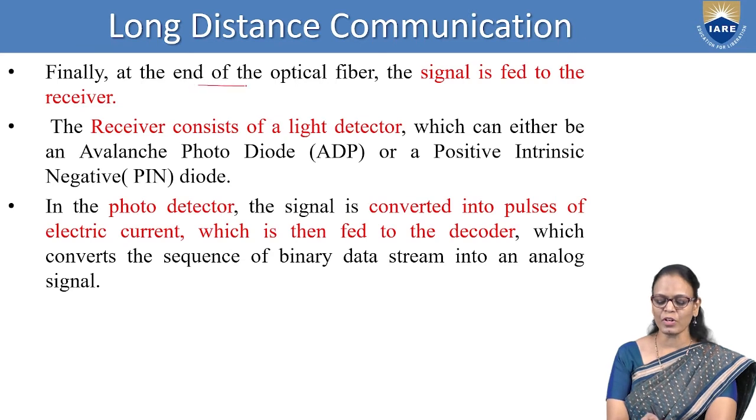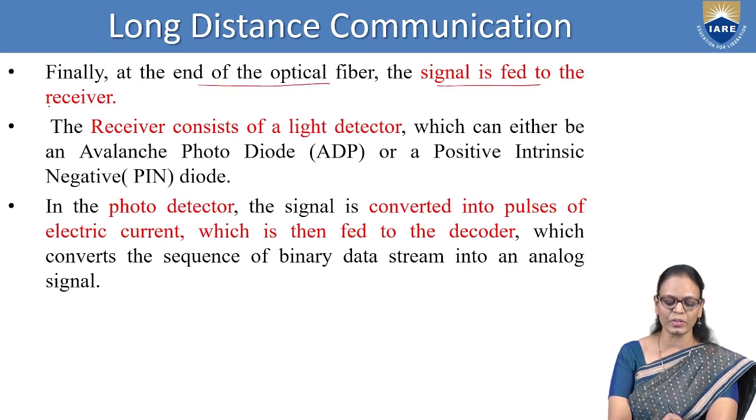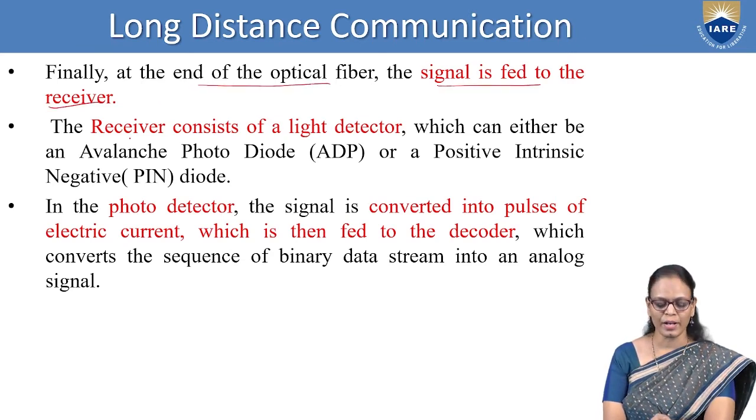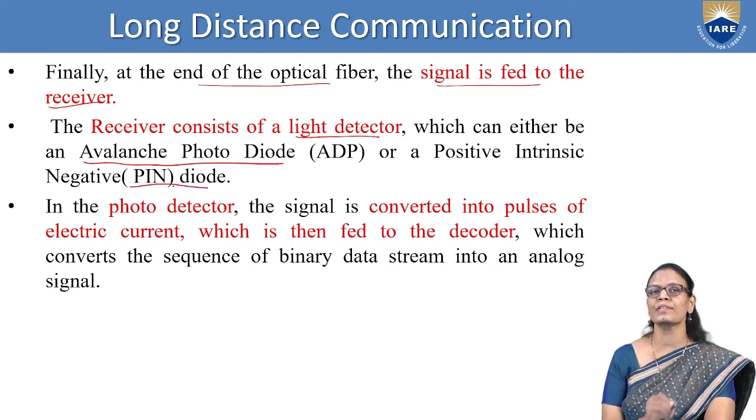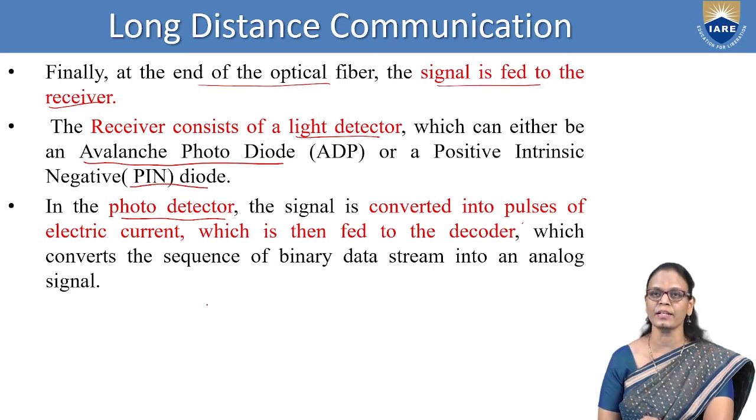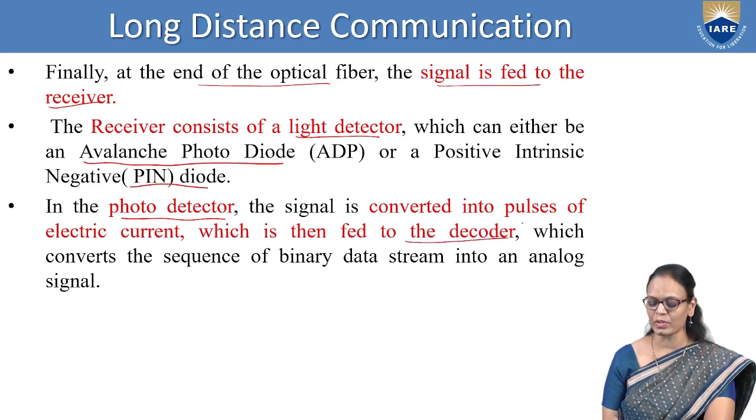Now at the end of the optical fiber, the signal is fed into the receiver. And what does the receiver consist of? It consists of a light detector, which can either be an APD, that is an avalanche photodiode, or a PIN diode, positive intrinsic negative diode, PIN diode we call it. And in a photodetector, the signal is converted into pulses of electrical current, which is then fed to the decoder.